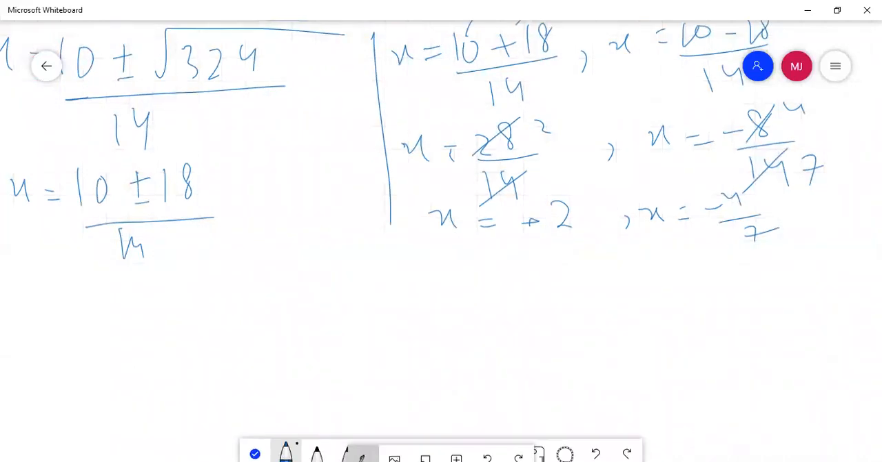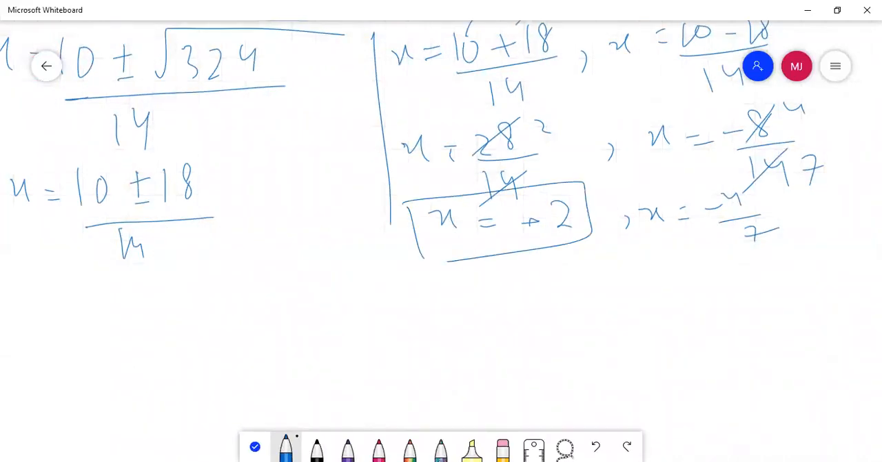So these are my two values of x which will satisfy the equation, or these are my two roots. So I can write the solution set.